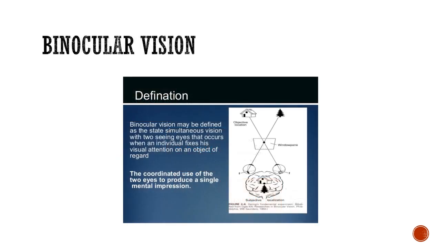Basically, binocular is when two eyes see two different images, and the two images are clubbed together and the information is sent to one brain, which processes it and produces a single image. When the two eyes individually fixate on that area, visual attention is placed, and that gives you a single image. So in short form, it is the coordinating of two eyes in order to produce a single image.